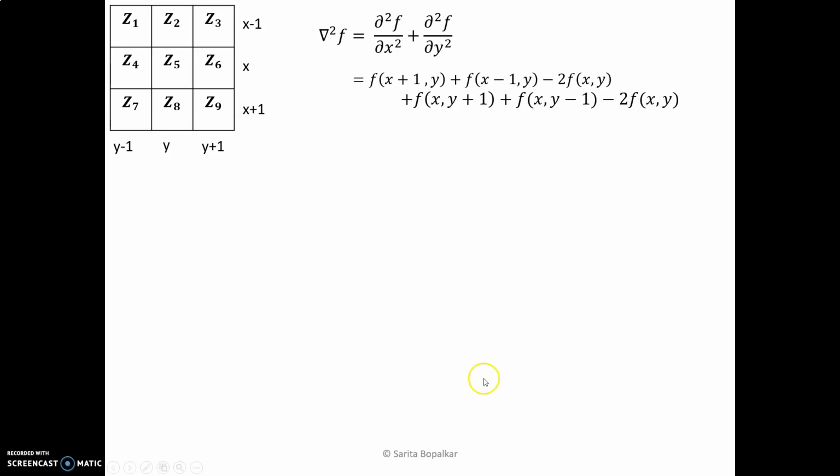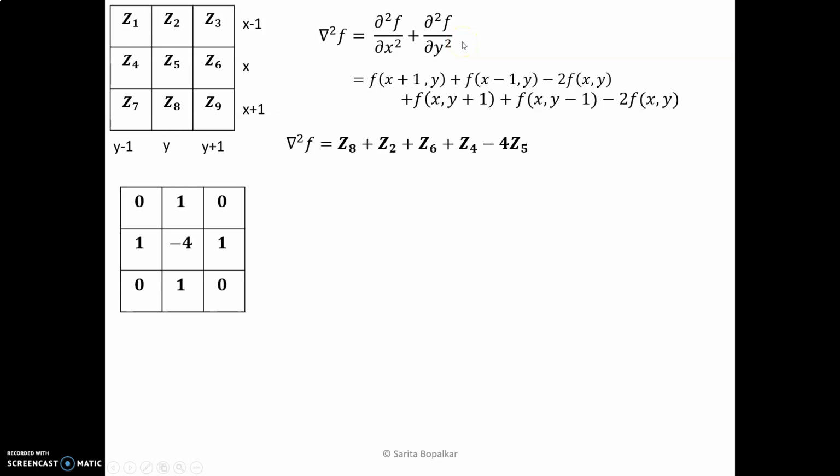Let us develop the mask. We know the second order partial differentiation. We developed this equation. So f(x+1,y) means z8, f(x-1,y) means z2, f(x,y) we will write as z5, minus 2 becomes minus 4, f(x,y+1) means z6, and f(x,y-1) means z4.